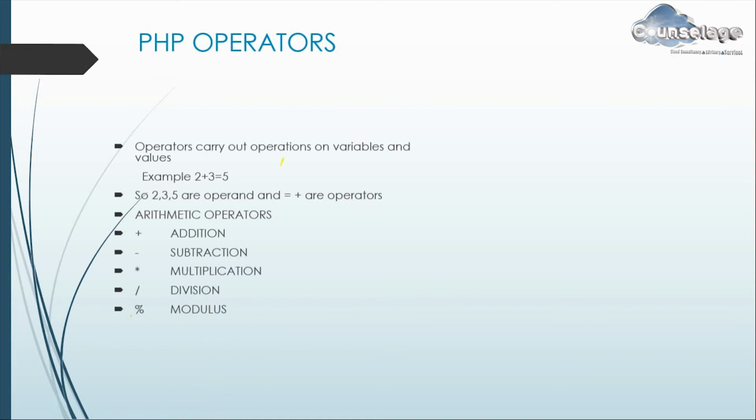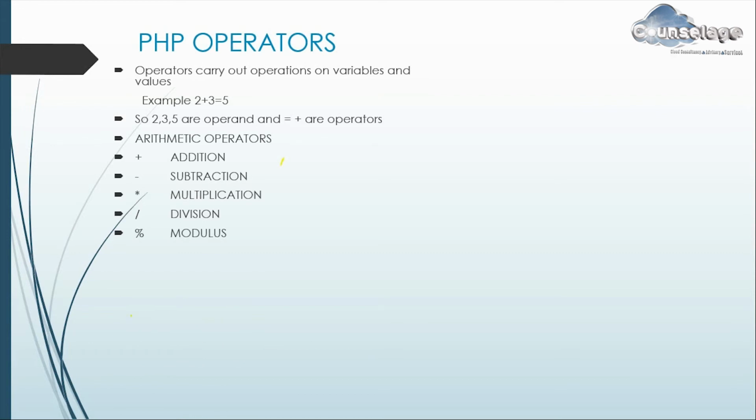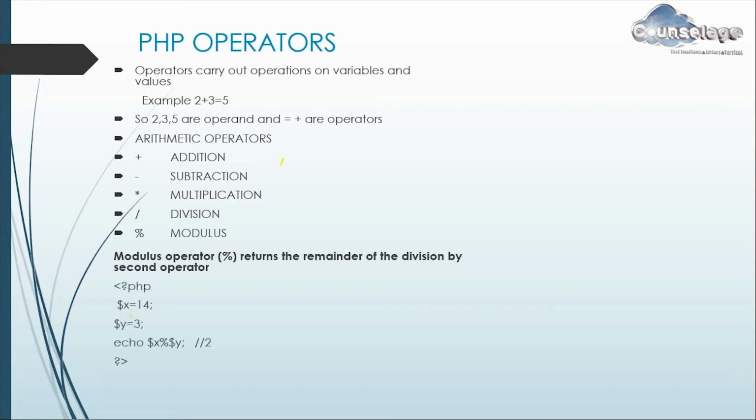PHP operators. Operators carry out operations on variables and values. For example, 2 plus 3 equals 5. So here 2, 3, 5 are operands and plus and equals are operators. Now comes arithmetic operators, which has addition, subtraction, multiplication, division and modulus. The modulus operator returns the remainder of the division by the second operand.